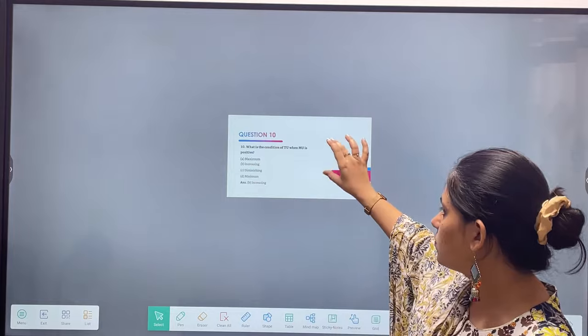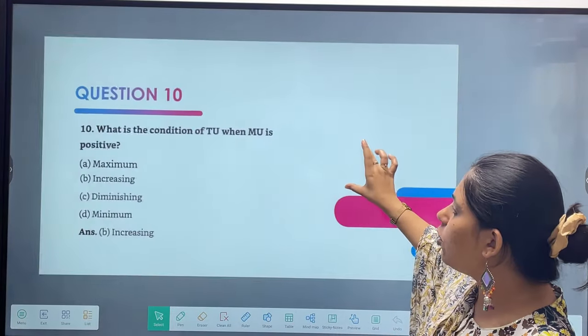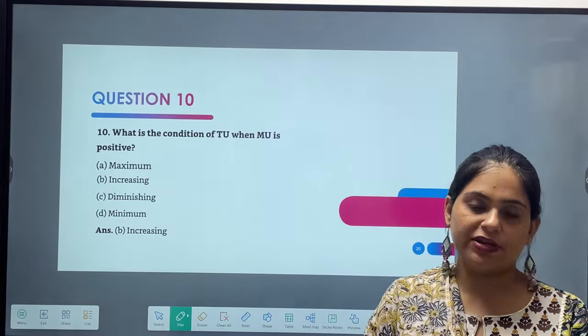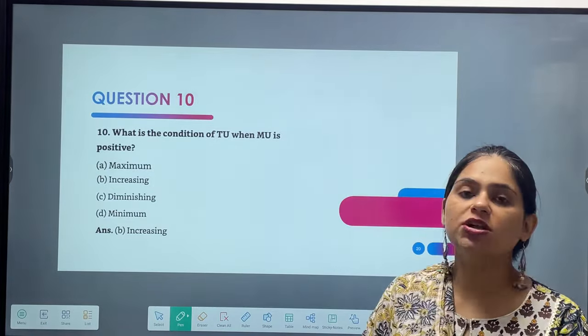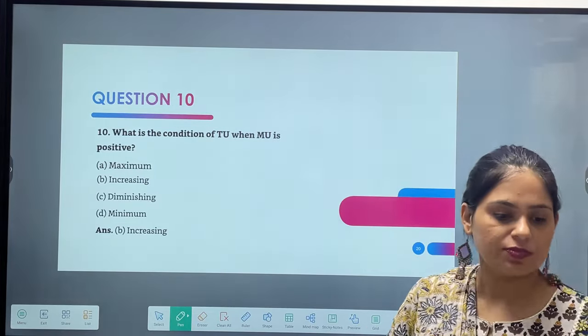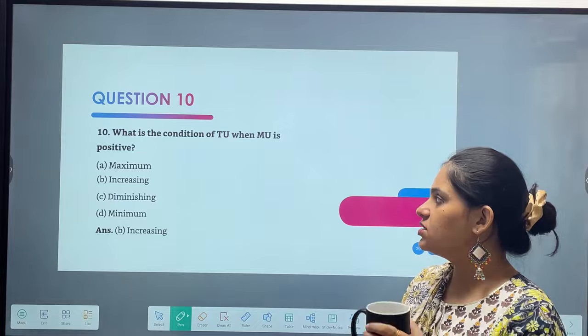What is the condition of total utility when marginal utility is positive? Try to answer this question. What is the condition of total utility when marginal utility is positive?